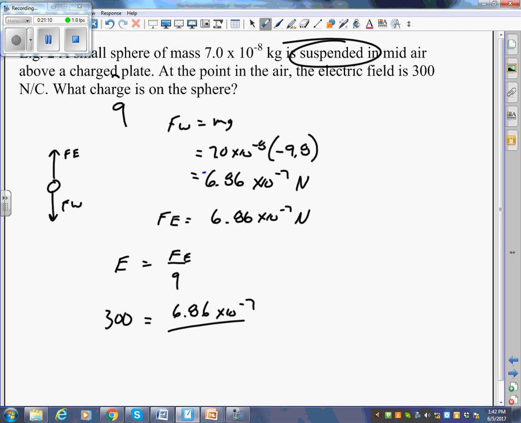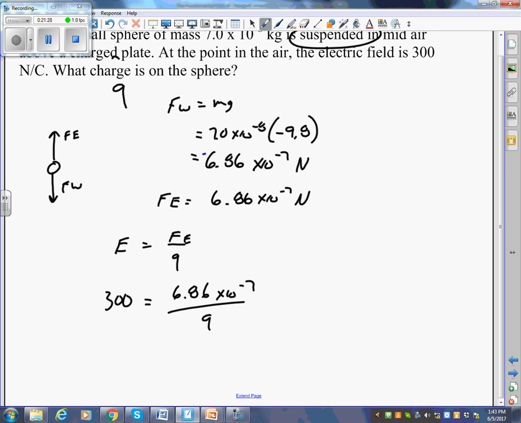We're solving for Q. Now, as I've said many times, you have to be able to solve these without even thinking. You just know what to do. There's still a few of you that don't know what to do here. You switch them, and you divide. It's automatic. 6.86 times 10 to the minus 7, and you are dividing by 300. And I'll let you try that.